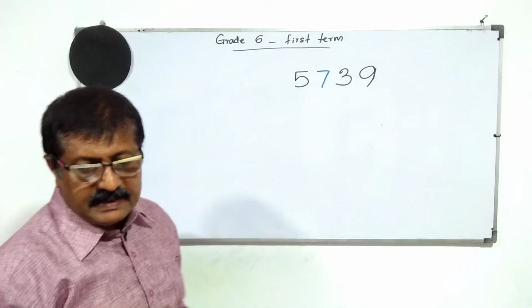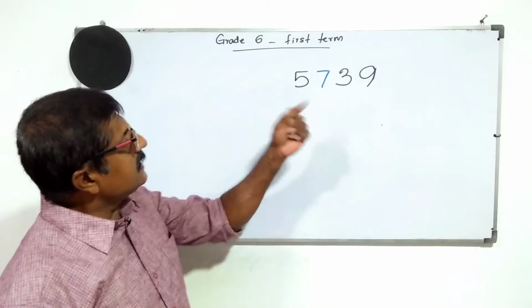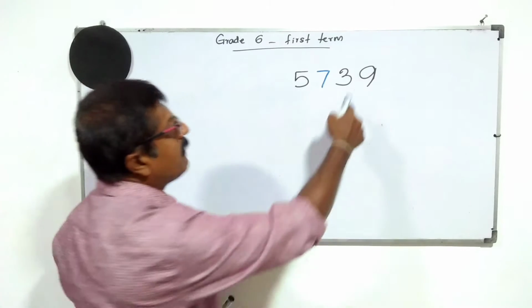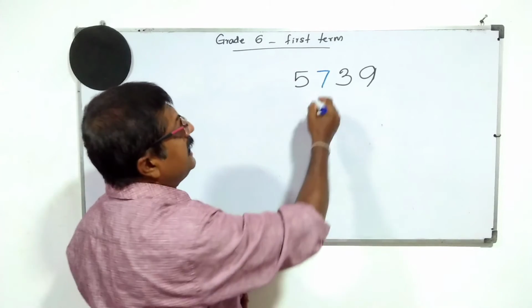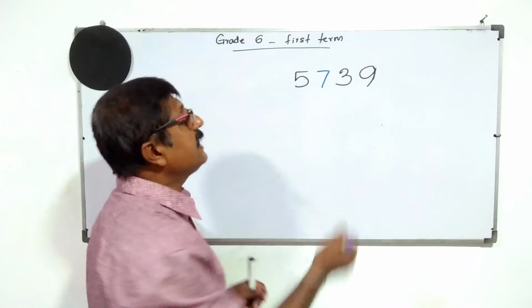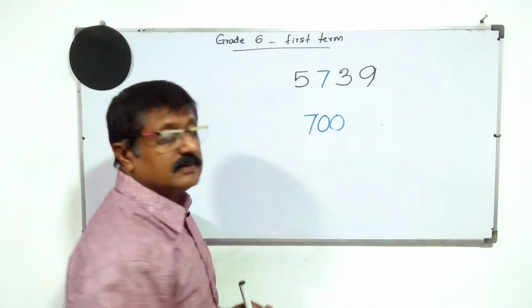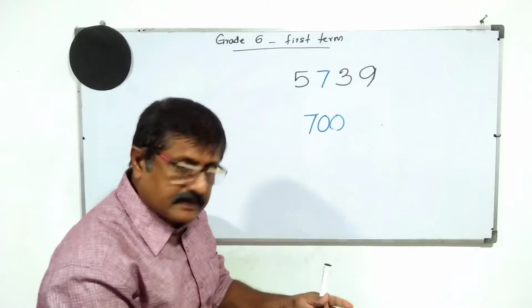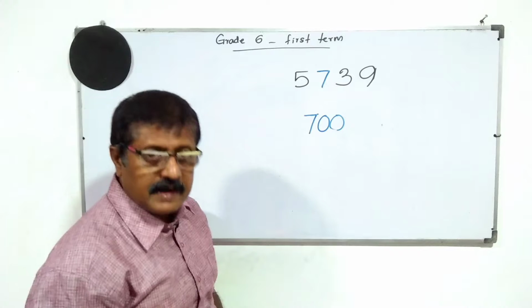Now, third question. Write the value denoted by 7 in the number 5739. Now, you know these are ones, these are tens, and these are hundreds. So the place value is 100. But what is the value denoted by the 7? That is 700, because this 7 denotes 7 hundreds. That is, the value denoted by the number 7 is 700.